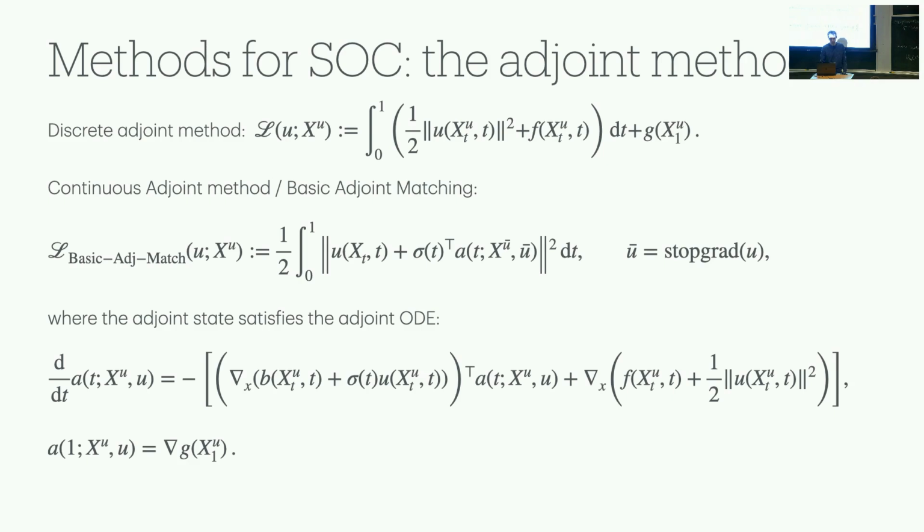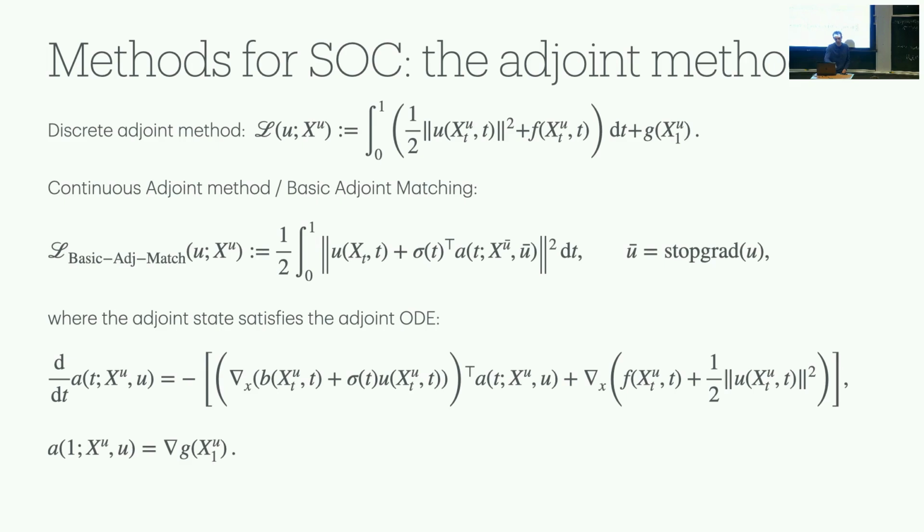There's another way to see this same algorithm. So this is another way to compute the same gradient, which is equal up to numerical errors. If you were to take very small step sizes when you discretize the ODEs and when you discretize this objective, both would look the same. And this is something that we call the continuous adjoint method, or basic adjoint matching. These are all different names we give to this algorithm.